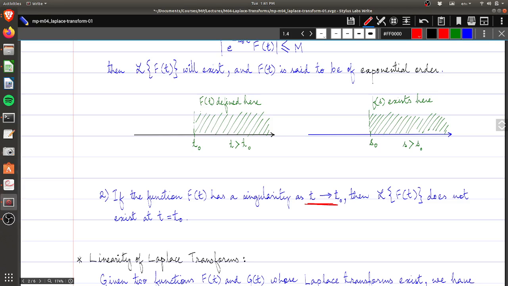Okay, if the original function, that's given in point number 2, itself has a singularity at t equals t naught, then the Laplace transform does not exist at t equals t naught. So these are the two conditions under which the Laplace transform will not exist.